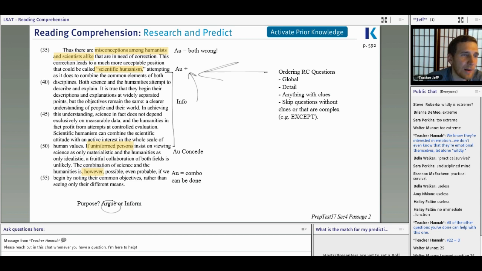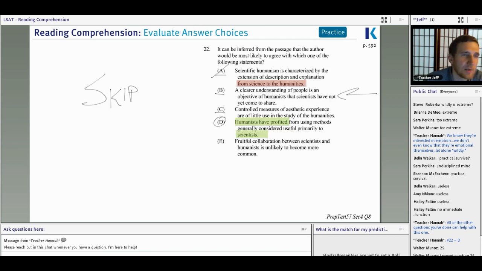Their objectives remain the same, a clear understanding of people and their world. So this is actually going directly against when they said they have not come to share this. And last but not least, answer choice C. This brings up aesthetic experiences are a little used to the study, and we don't know a lot about aesthetic experiences. That really wasn't mentioned.